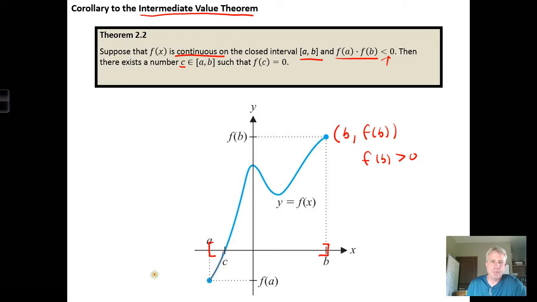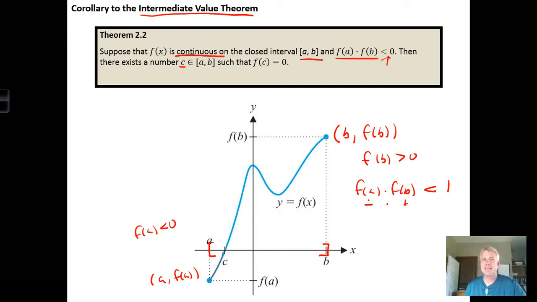And down here, when you input a, you get an output of f of a at this point. But clearly f of a is going to be less than 0 because we're below the x or input axis. So when we take the product f of a times f of b, we're going to get a number that's less than 0 because we're taking a negative number and multiplying it by a positive number.